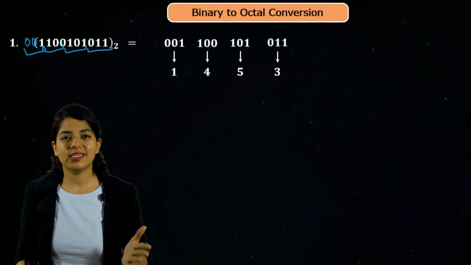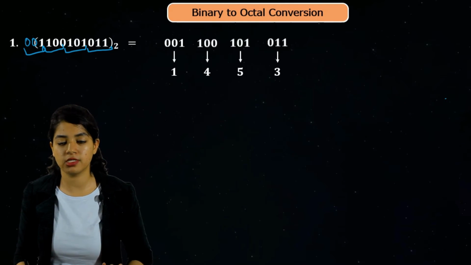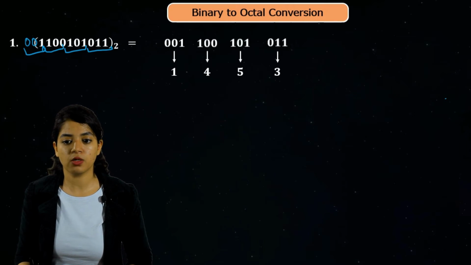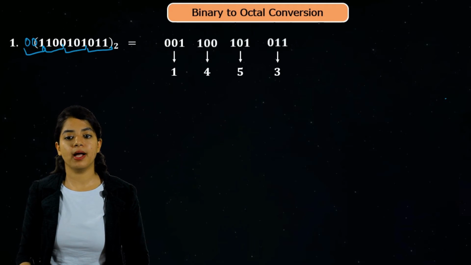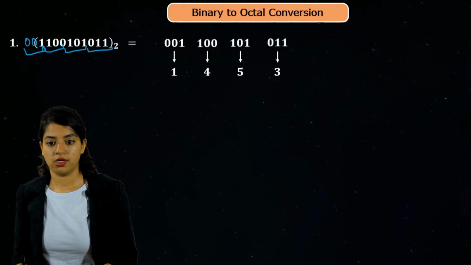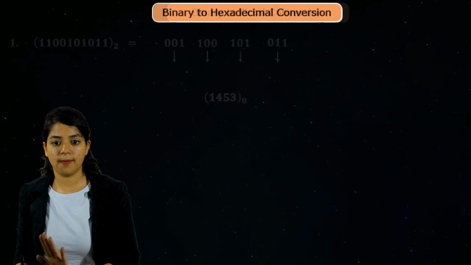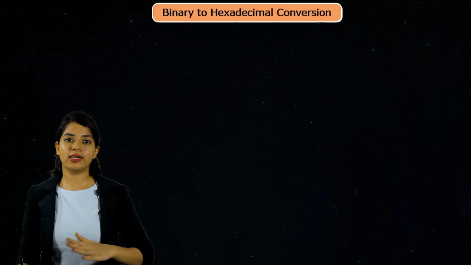We have already seen in the last video how to convert from any number system to decimal number system. So this is the same conversion that we are doing from binary to get this octal number. So the octal number will be 1453 in octal, correct? Let's understand one more example. Now we are converting binary to hexadecimal.